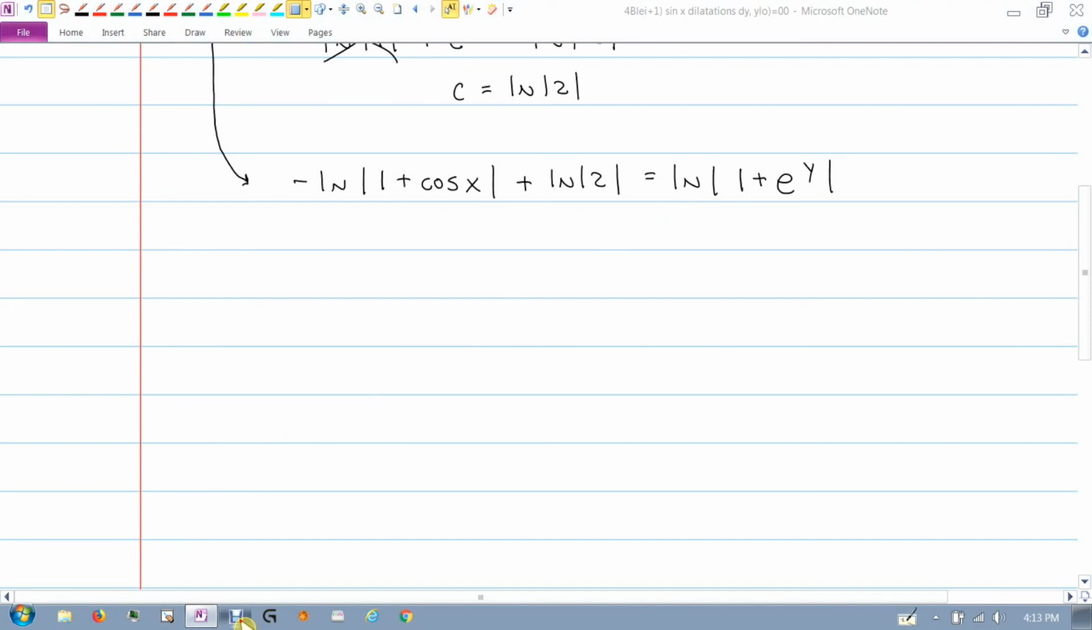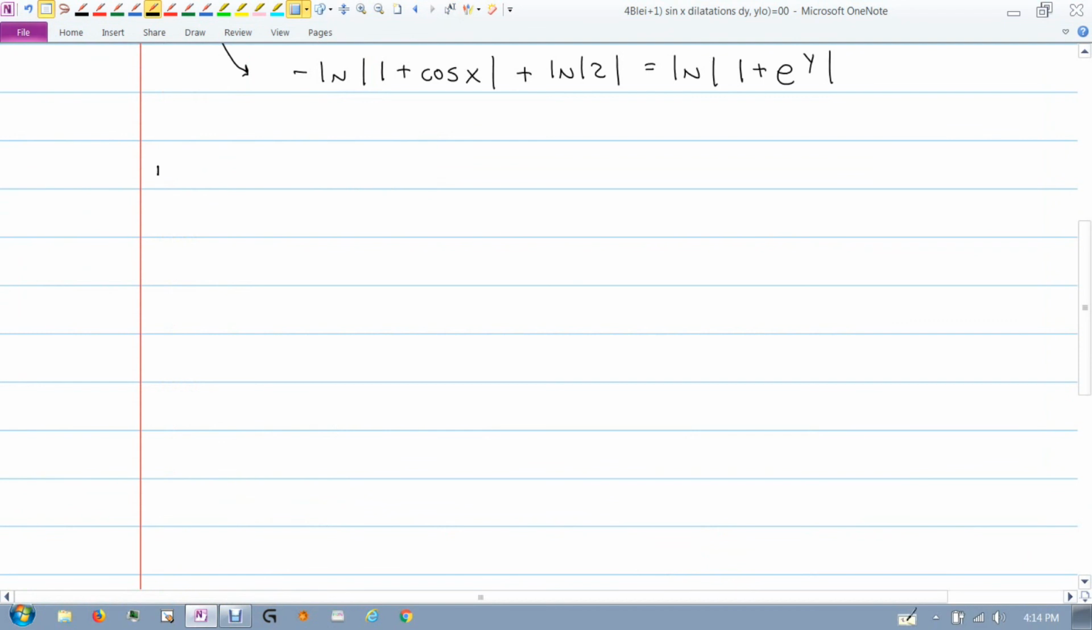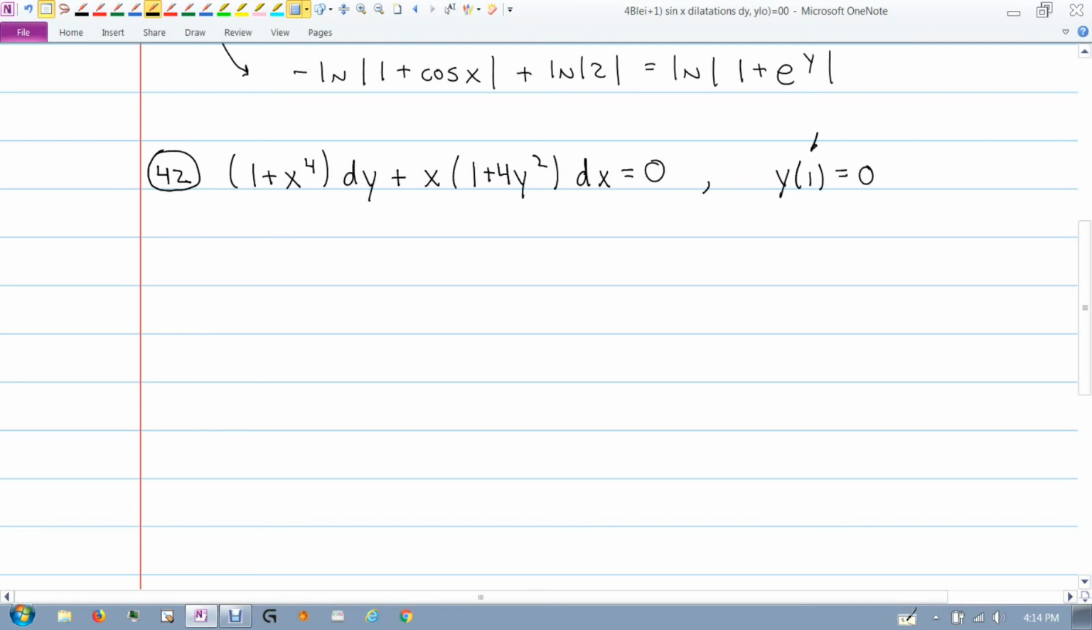Just a second here before I move on to the next one. Okay, 42. 1 plus x to the 4th dy plus x times 1 plus 4y squared dx must be equal to 0, and we have the condition that y of 1 equals 0. So that means when I plug in 1 for x, y should come out to be 0. Just keep that in mind for later.